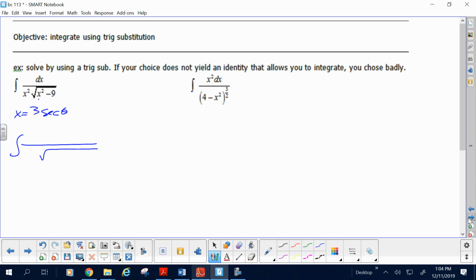Now you should always go to the root first and make sure your substitution works before you go wasting your time finding the dx and everything. First, make sure your substitution gave you an identity. Does our substitution pan out? Yeah, I'm going to get a secant squared minus 1. That is an identity for tangent squared. That's the whole purpose. Now let's find the rest. What is dx? Three secant theta tangent theta d theta, and x squared in front in the denominator is 9 secant squared.